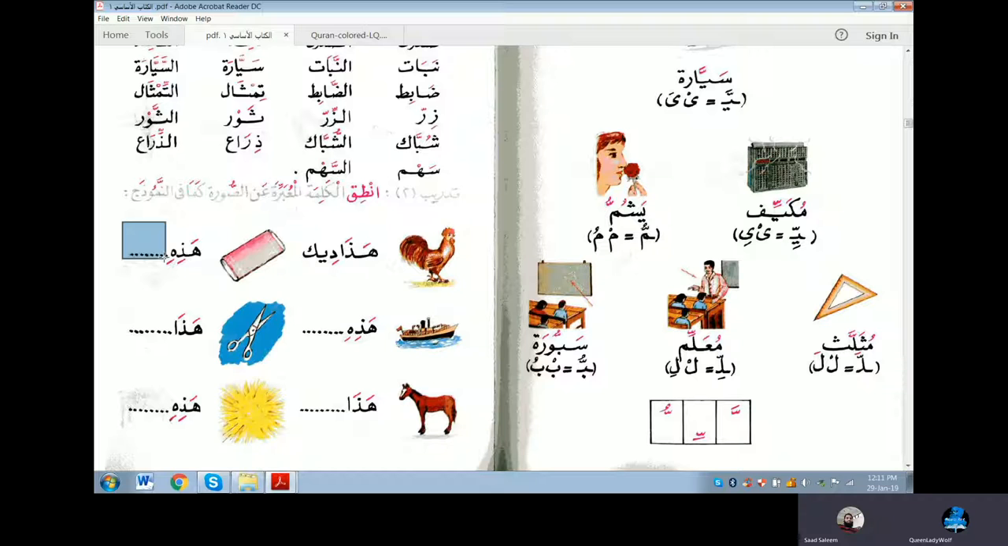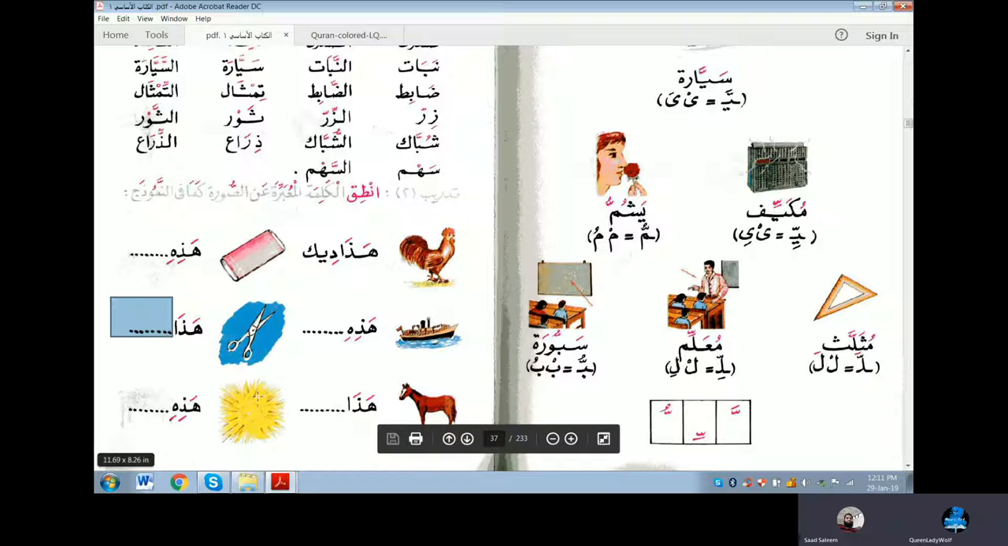And hazihi safinatun. Good. Okay. And Haza Miqass. Miqass. Got that. Okay. Haza Miqass.